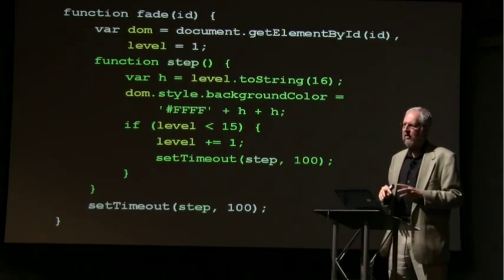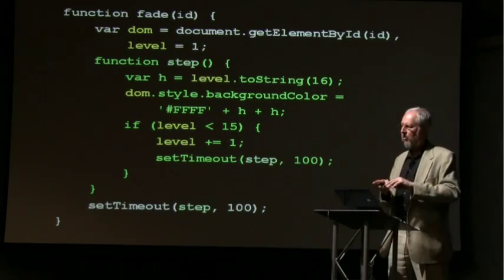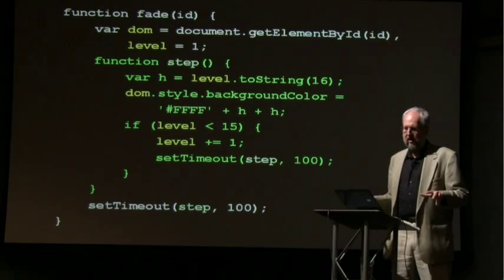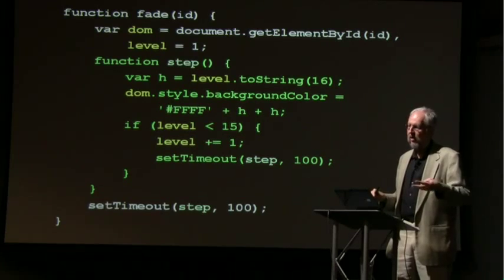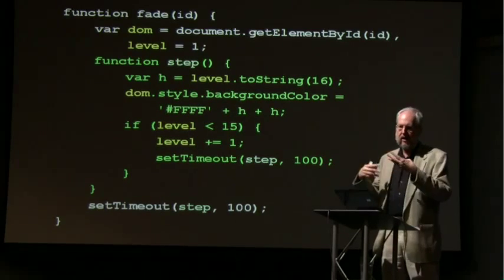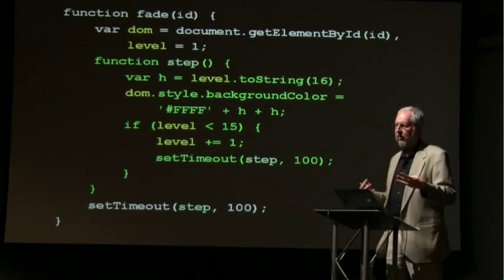Now, suppose we had 3 things on the page, and we wanted them all to fade simultaneously. So we call fade 1, 2, 3 with 3 different IDs at the same time. Are those 3 executions going to interfere with each other?